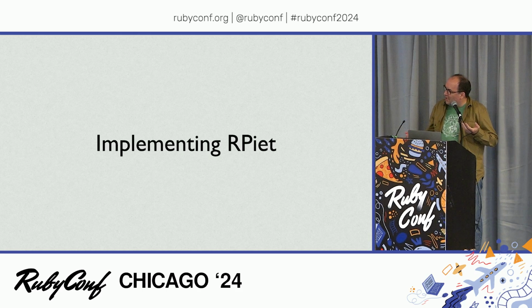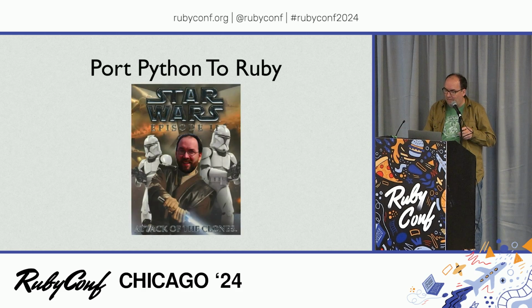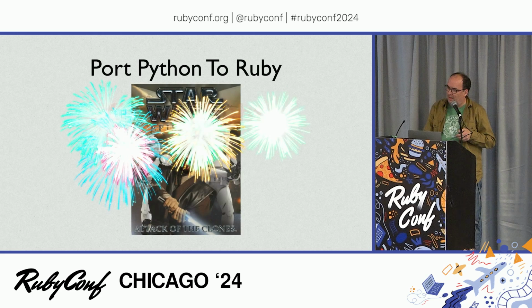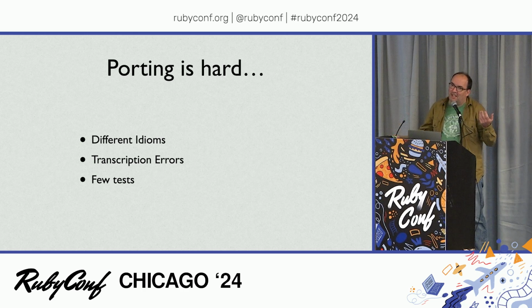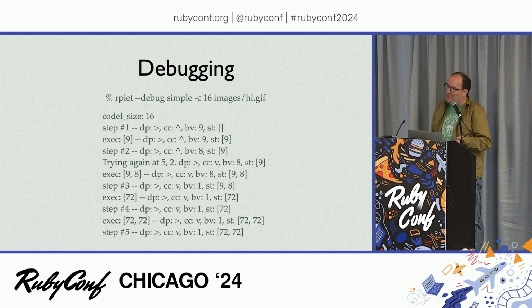Okay, so now I'm done talking about Piet the language. I'm going to talk about implementing it myself. I just ported it from Python. Yeah, so porting's hard. Python and Ruby are not identical languages, so there's different idioms. Porting code, you make lots of stupid mistakes where you just do the wrong thing. And there were no tests. I say few tests, but there were none. So what you do is you generate a debugging output that's similar to another Piet implementation, figure out what's wrong, and then fix it. I was comparing against Rpiet, which is kind of the best Piet implementation, at least for now.